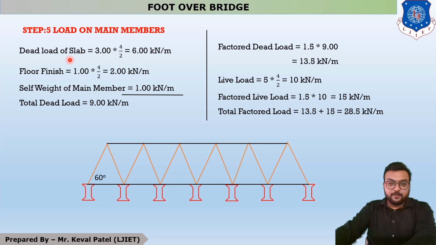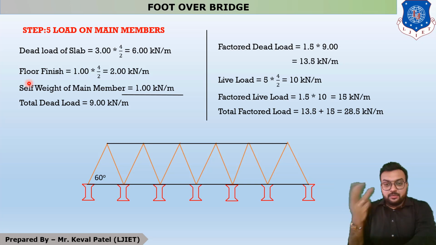Now we start our calculations of the load, in which first is dead load from the slab. This value is rho into capital D, 25 into 0.12, because our RCC slab is 120 mm thick, so it is 3 into 4 by 2, which is equal to 6 kilonewton per meter. Next is floor finish. In the question, it is clearly mentioned that your floor finish is 1 kilonewton per meter square. So it is 1 into 2, so it is 2 kilonewton per meter. Another, third dead load is the self weight of all the members.